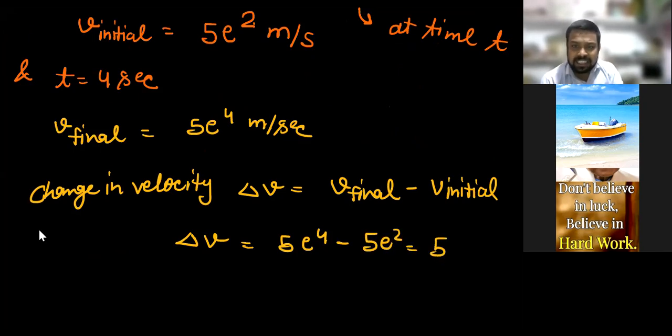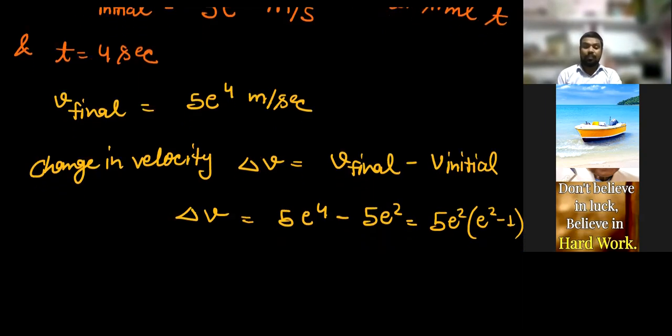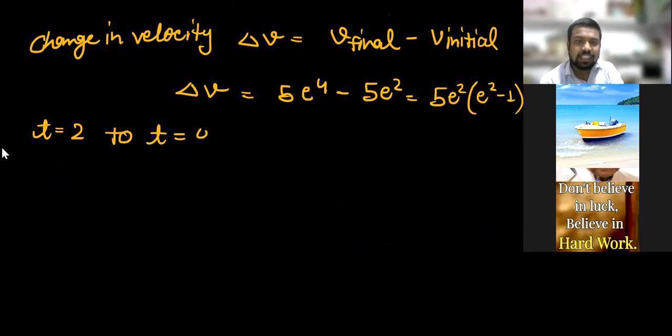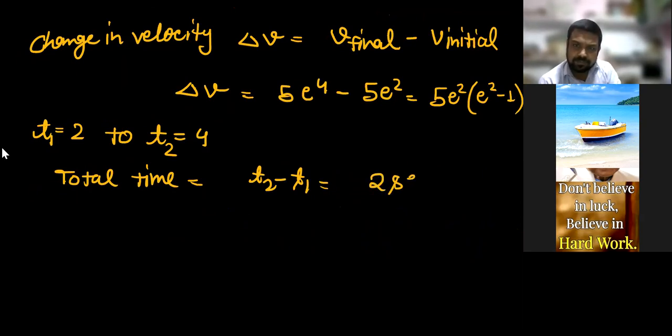My dear friend, it is written like this. Am I right or wrong? Taking 5 e to the power 4 common, this is e square minus 1. Okay. Now the total time is what? It is 2 seconds, from t equal to 2 to t equal to 4 seconds. The total time is t2 minus t1, which is equal to 2 seconds.